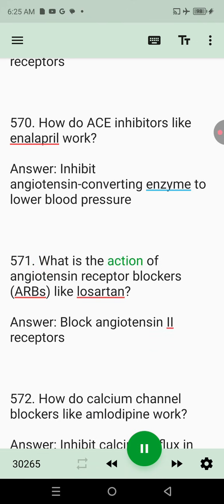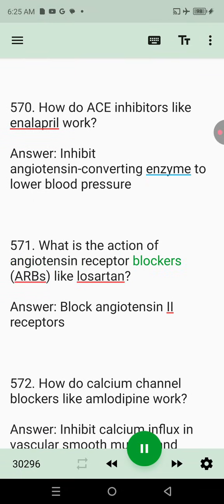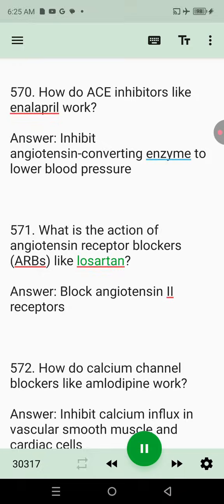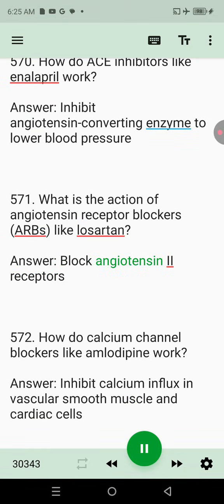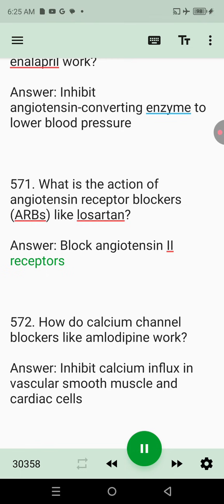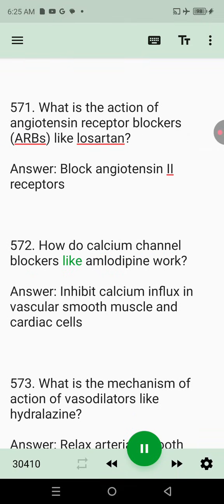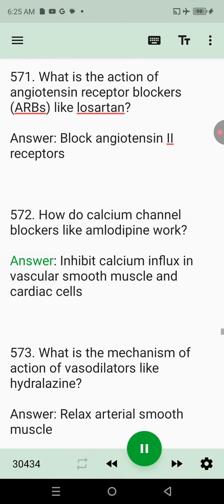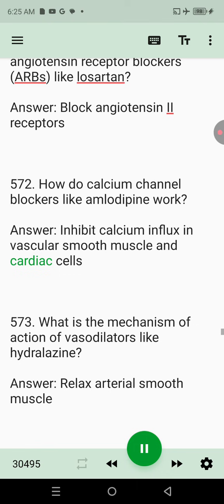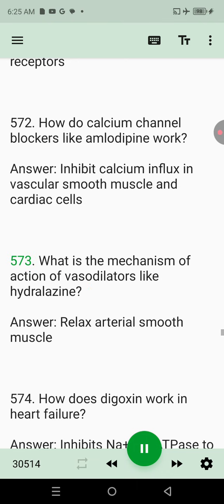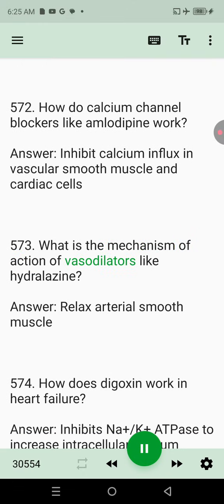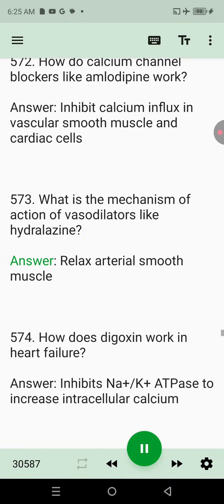571. What is the action of angiotensin receptor blockers, ARBs, like losartan? Answer. Block angiotensin II receptors. 572. How do calcium channel blockers like amlodipine work? Answer. Inhibit calcium influx in vascular smooth muscle and cardiac cells. 573. What is the mechanism of action of vasodilators like hydralazine? Answer. Relax arterial smooth muscle.